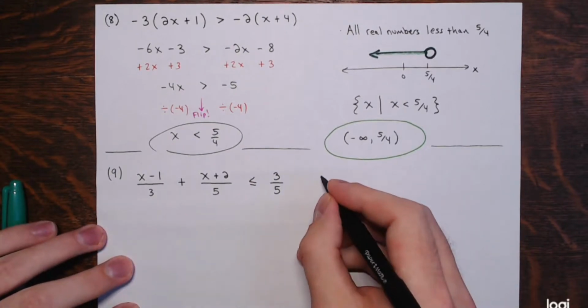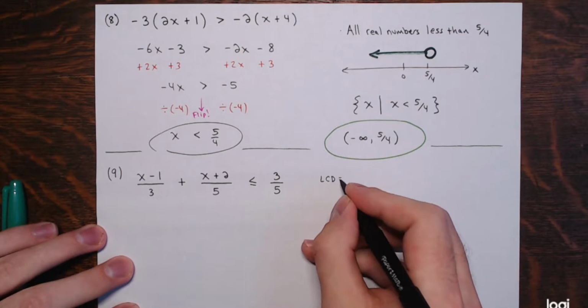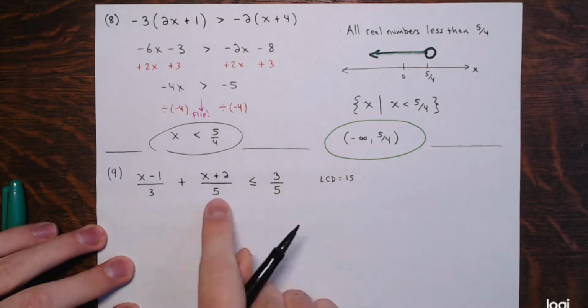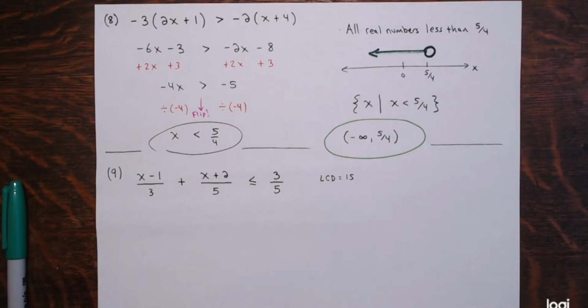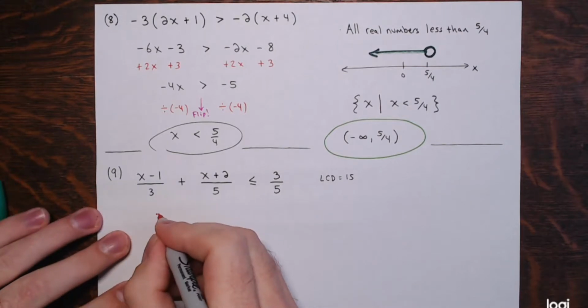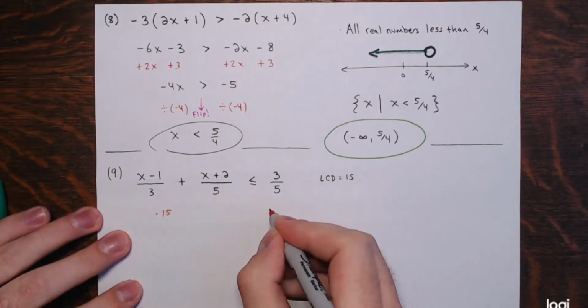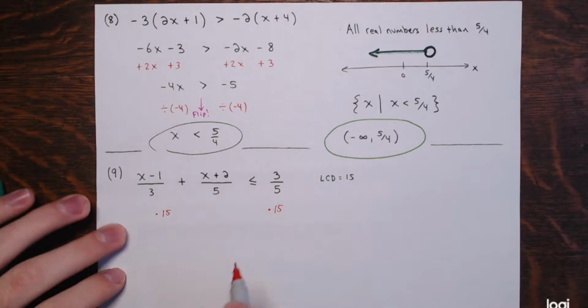All right, so here the LCD is 15, right? You got 3, 5, and 5. The least common multiple is 15. So I'm going to multiply both sides by positive 15, right? This is dot 15 times 15.